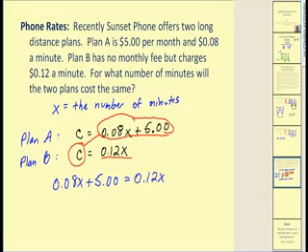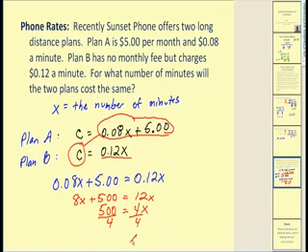Now if we don't like to work with decimals, we can multiply this entire equation by 100. Remember, multiplying by 100 moves the decimal to the right 2 places. So we could solve the equation 8x plus 500 is equal to 12x. Then we would subtract 8x on both sides to give us 4x. Divide by 4. x is equal to 125. Therefore, these plans would cost the same when 125 minutes are used for the same month.